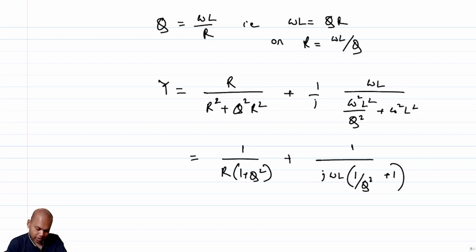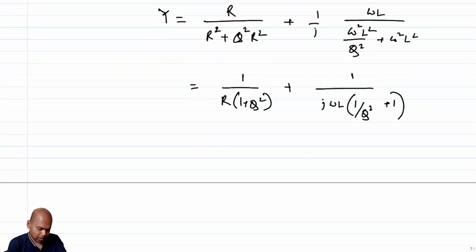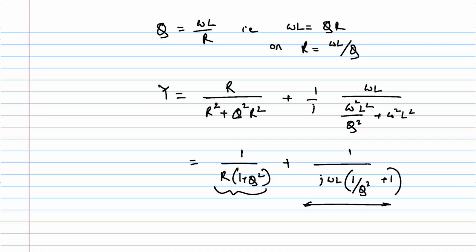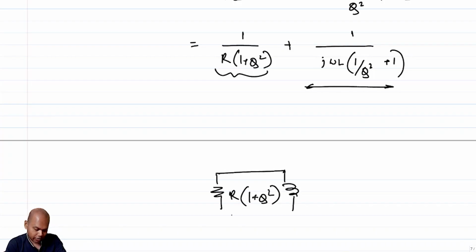So what does it look like? Admittances getting added up, which means things are in parallel, and this is basically a resistor of value R times 1 plus Q squared, right? So this is resistance of value R times 1 plus Q squared, and this is an inductance of value omega L times 1 plus 1 by Q squared, right? So this is an inductance of value L times 1 plus 1 by Q squared, right?